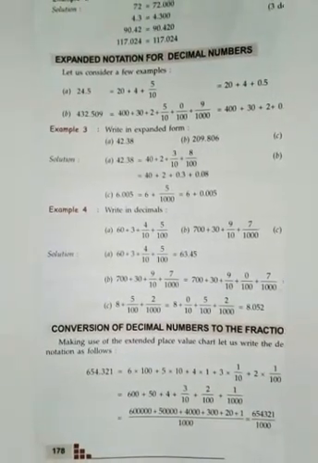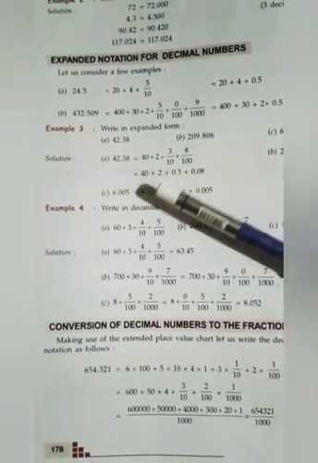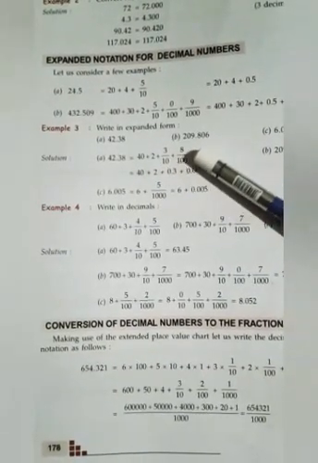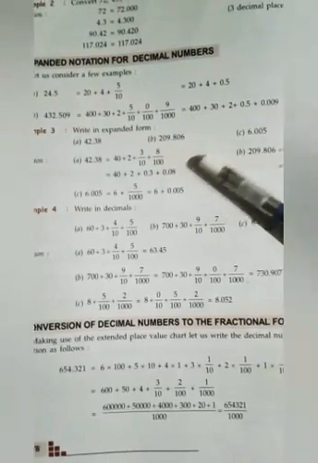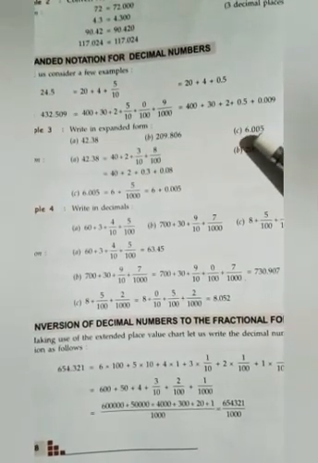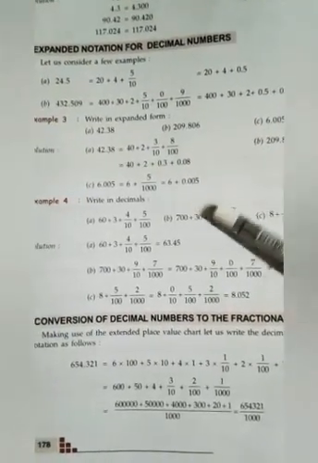Then example 3. Write in expanded form 42.38, 209.806, 6.005. First we see a bit.